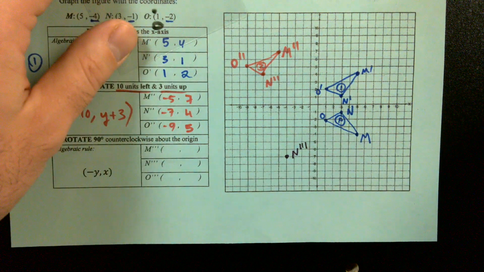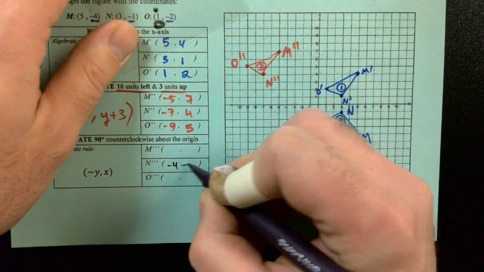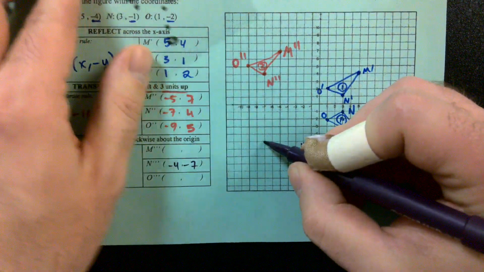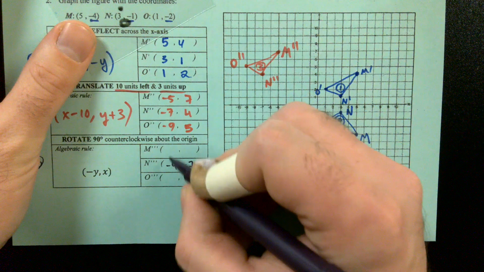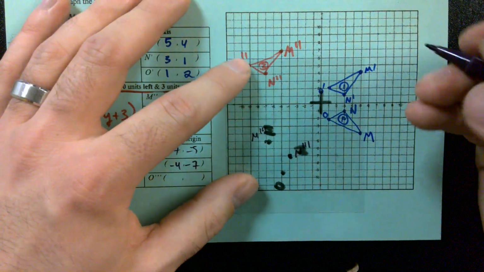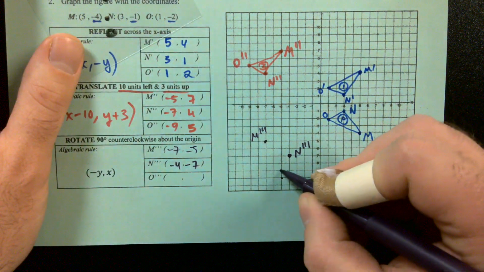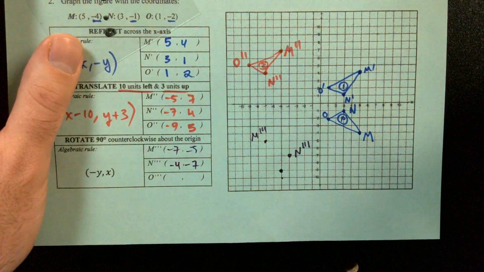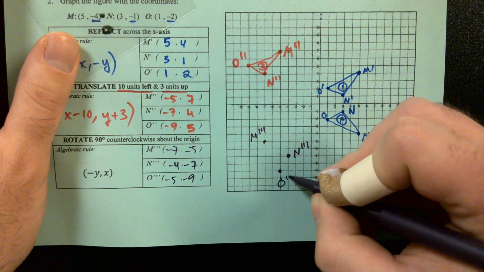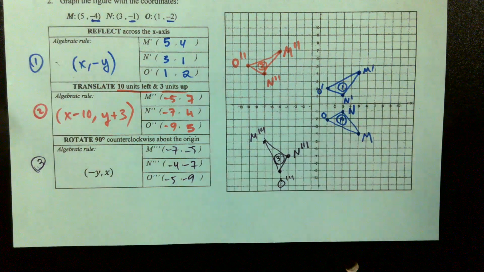There's N triple prime. Is that right? -4, -7. Yeah. M triple prime should be right here. -7, -5. Yeah. And O triple prime should be right there. Is that right? -5, -9. Yeah. Boom, boom, boom. And we'll call that image number 3.